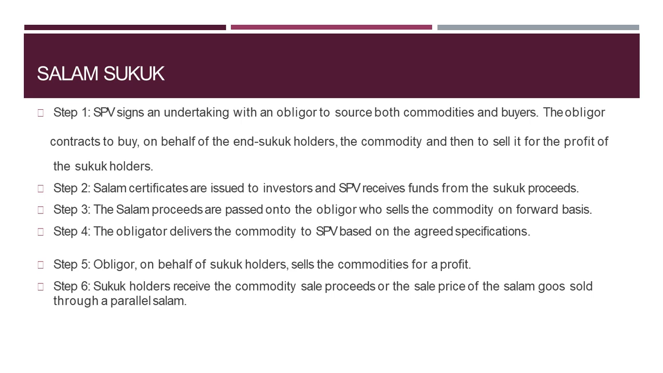In step 4, the obligator delivers the commodity to the special purpose vehicle based on the agreed specifications. In step 5, the obligator, on behalf of the sukuk holder, sells the commodities for a profit. On the last step, sukuk holders receive the commodity sale proceeds, or the sale price of the salam goods sold through a parallel salam contract.